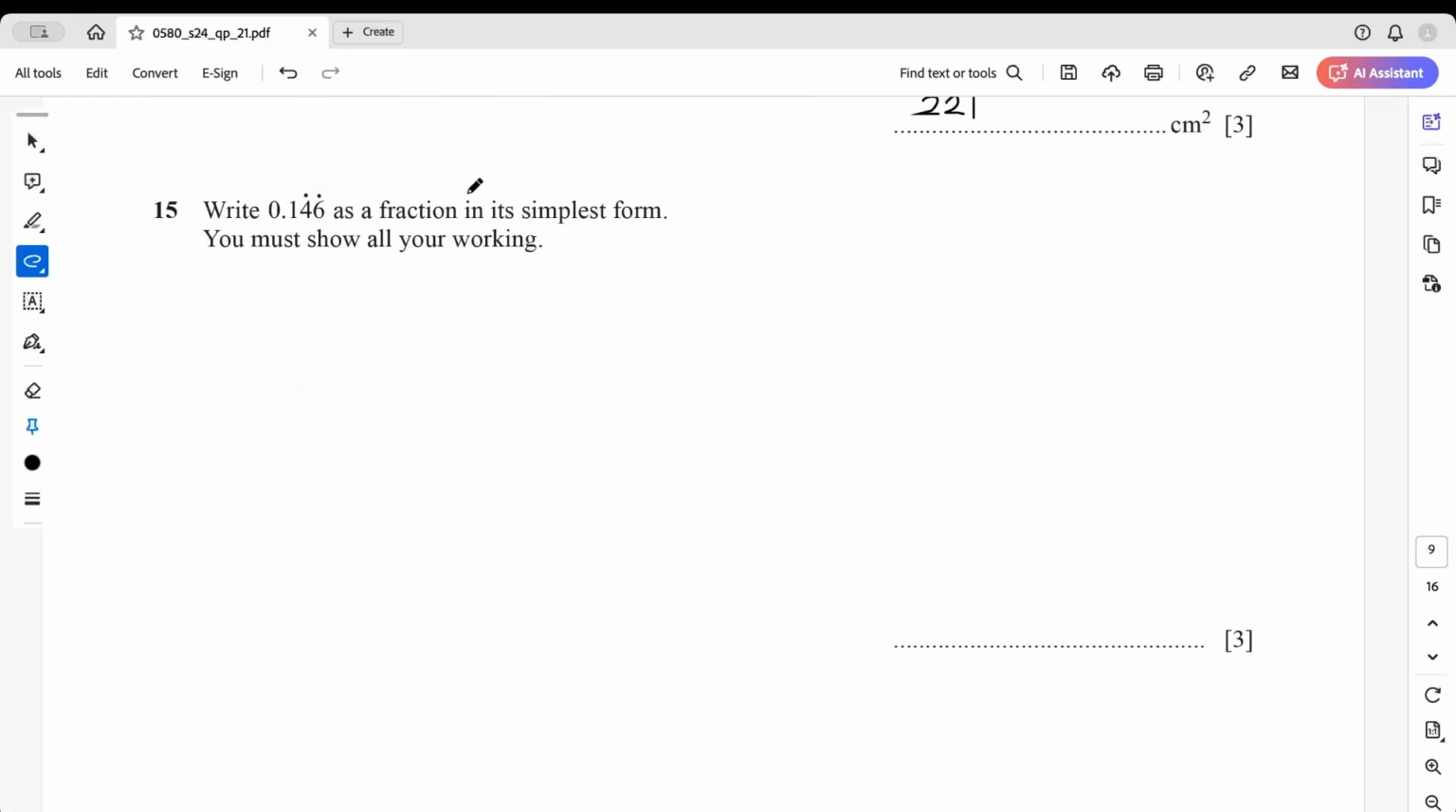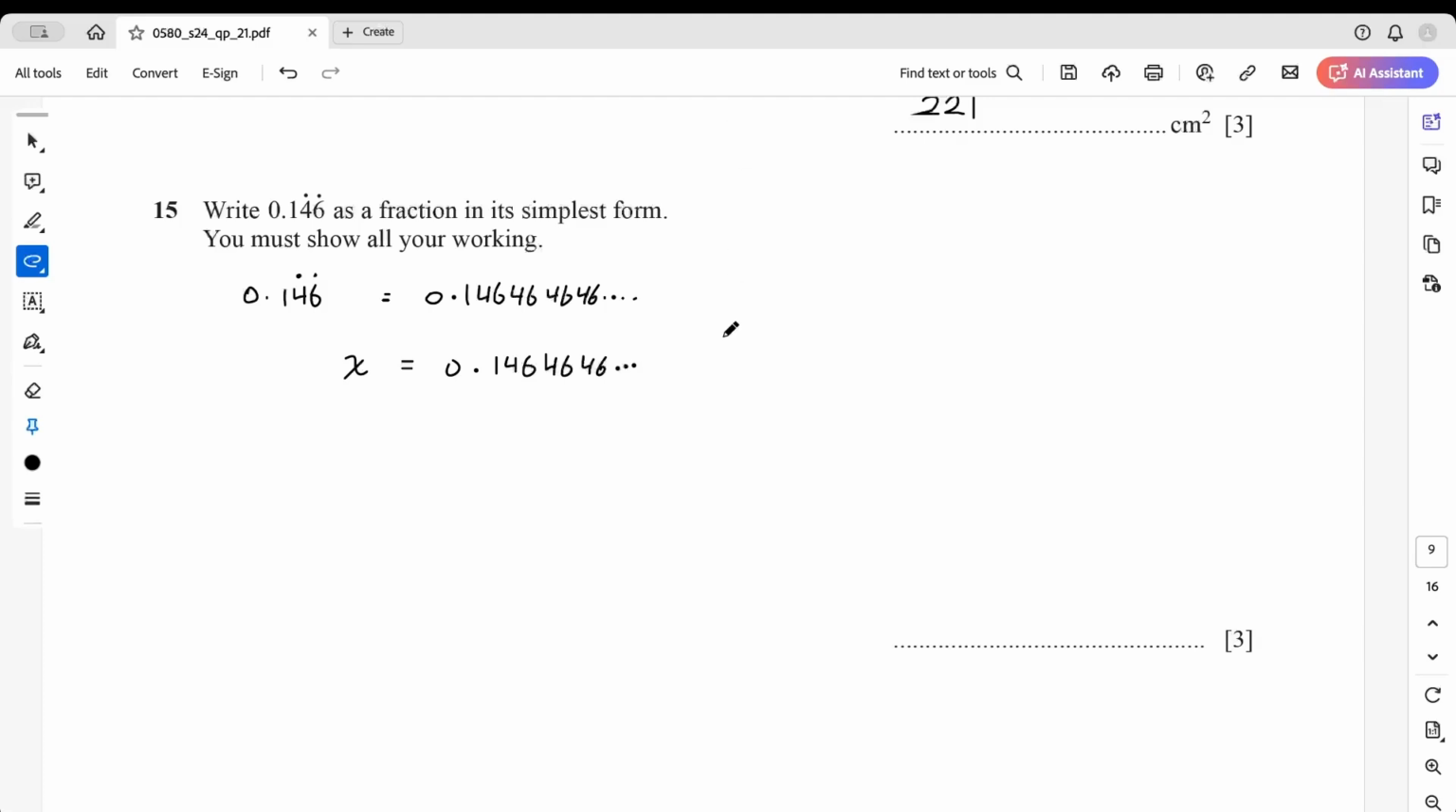Question 15. Write 0.146 recurring as a fraction in its simplest form. So when we say 0.146 recurring with the dots on top of 4 and 6, all we really mean is 0.1 and 46 keeps repeating. 46, 46, 46, and on and on. So to write this as a fraction, let's first let x equal to this 0.146, 46, 46, 46, and so on.